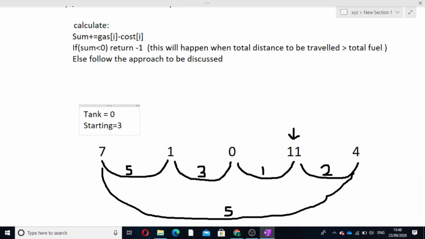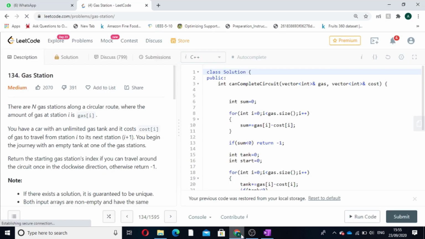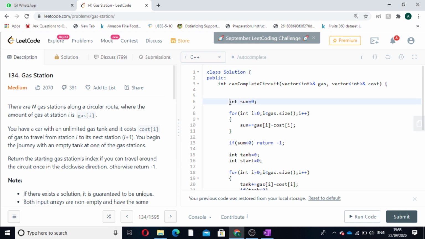Now if you are confused about this approach, let's look at the code, then you will get more clarity. So guys, I have already written some code. First I have checked the condition whether a path exists or not, that is, I have calculated the sum of gas[i] minus cost[i] over the entire array. If at the end of the array this sum is less than 0, it means that the distance to be travelled is much greater than the total amount of fuel given to us. In that case, it won't be possible to find a path and we have to return -1.